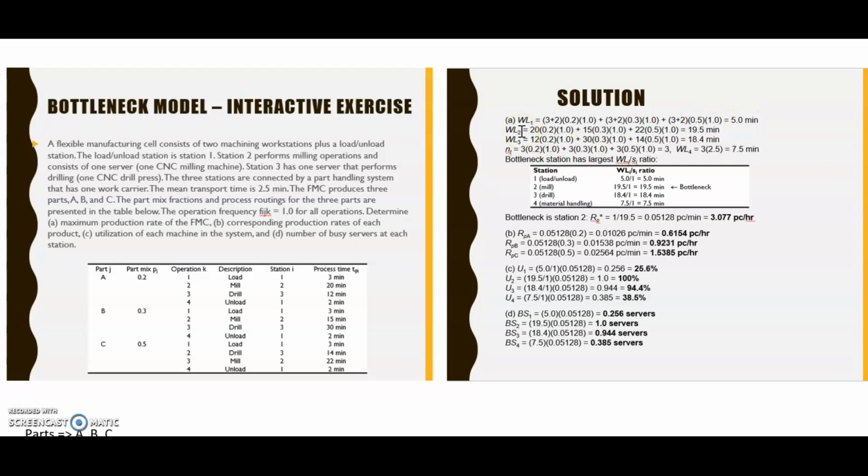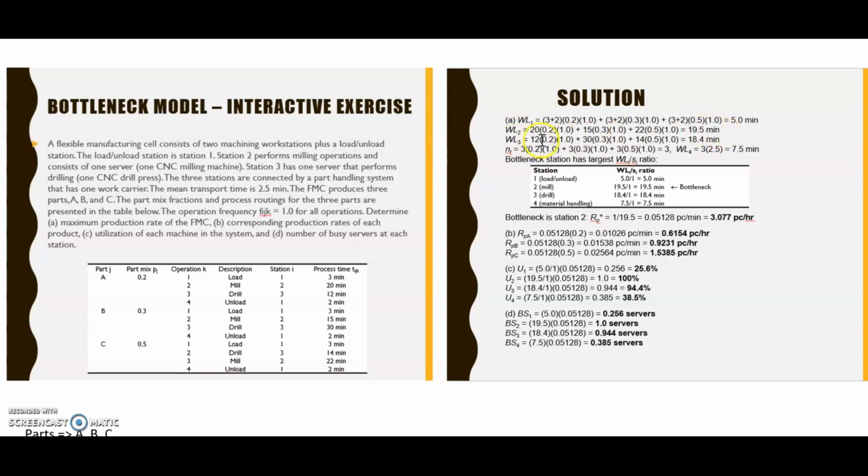Another example is to calculate the workload at station 2. The process time for the milling operation at station 2 for part A is 20 minutes, the part fraction is 0.2, and the operation frequency is 1, plus the process time for part B, milling 15 minutes, part fraction 0.3, and operation frequency 1, plus the process time for part C, 22 minutes times the part fraction 0.5 times the operation frequency 1. Solving these equations, we will get 19.5 minutes.